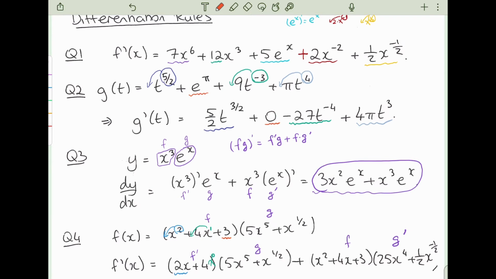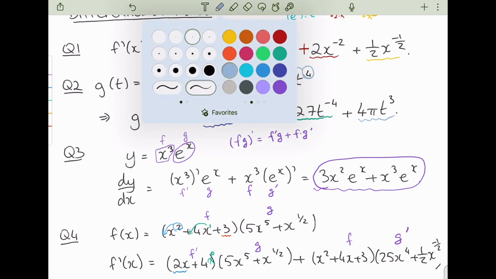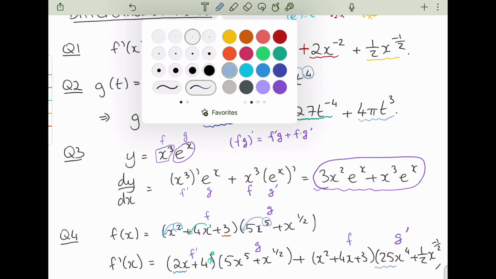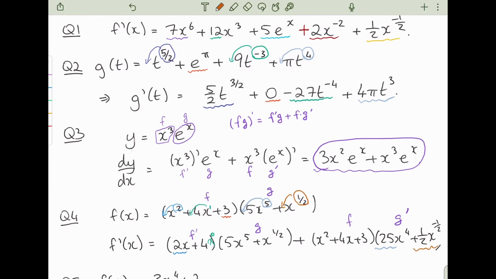For the derivative of g, same thing. This 5 goes to the front, so it becomes 25 here, right? And the next term, this 1 over 2 goes to the front, and the new power becomes negative 1 over 2. Okay, so that is the power rule and the product rule together. It should not be too complicated.